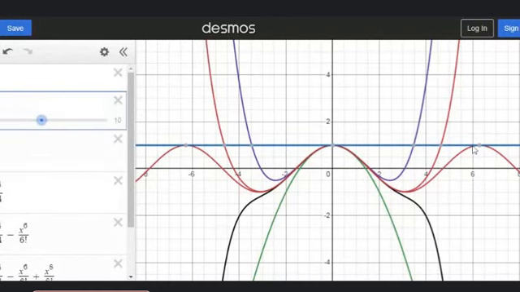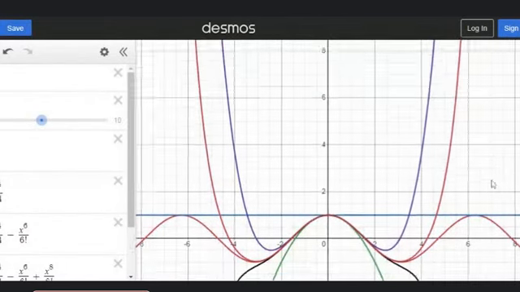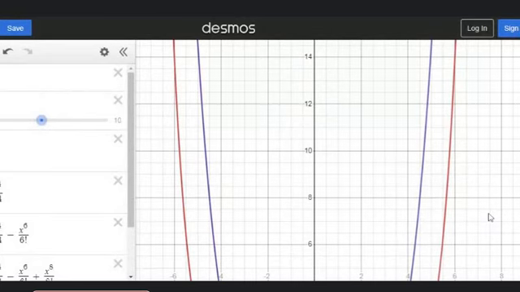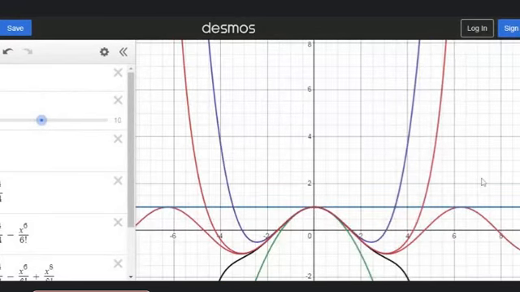Next, in the same approximation, where is 6? It is somewhere, I think around 14.